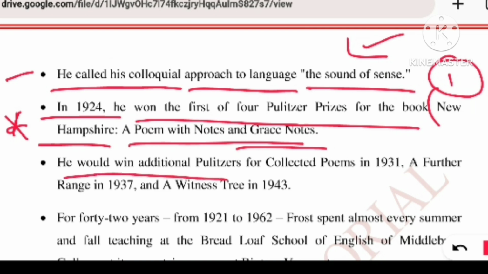Next, he would win additional Pulitzers for Collected Poems in 1931, A Further Range in 1937, and A Witness Tree in 1943. So these are the poems for which he has received the Pulitzer Prize. I'll be giving more details very soon.